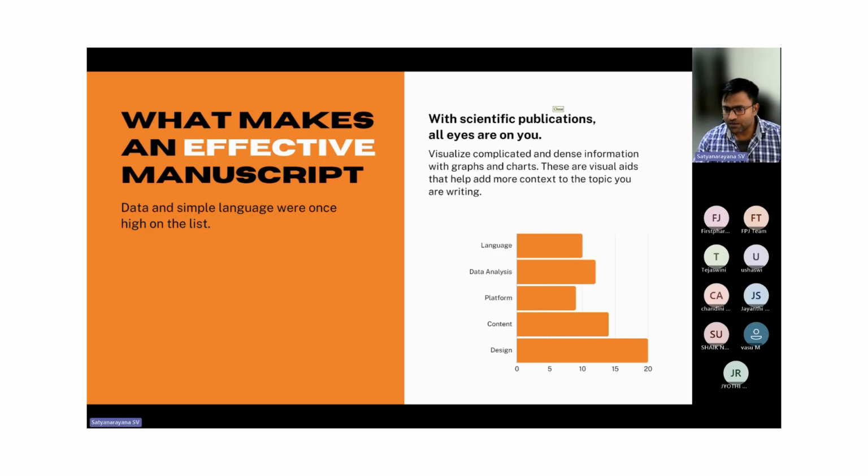So this is happening. You need to present your data in such a way that the complete paper can be properly understood from the data itself. Then the second thing is platform. Platform here means which software or app you are going to use for writing. The majority of us use Word.